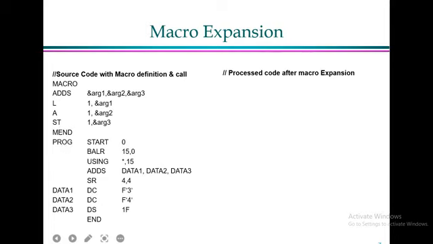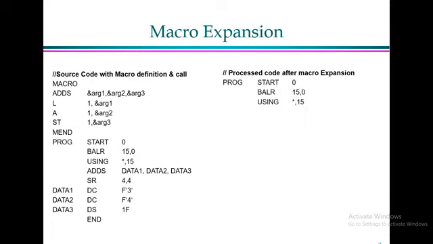Now see PROG START, this is where the actual program starts. After that BALR is there, then USING is there. After that see here, this is nothing but the macro call, ADDS is nothing but the macro call, and after the macro call actual parameters are passed. So now see on the right hand side the processed code after macro expansion.